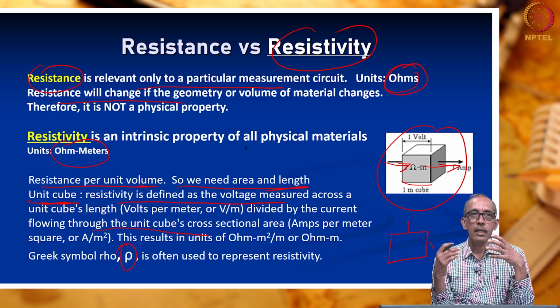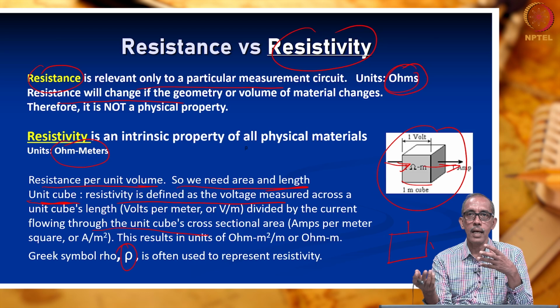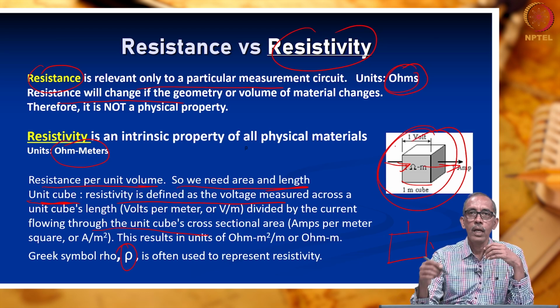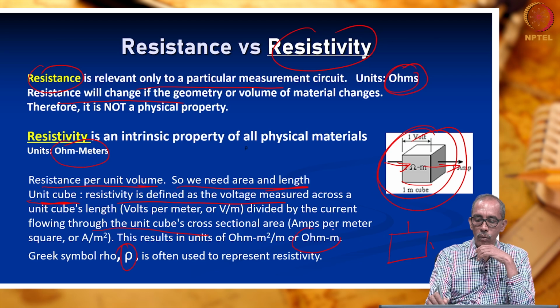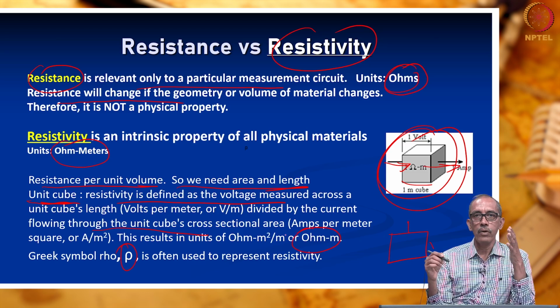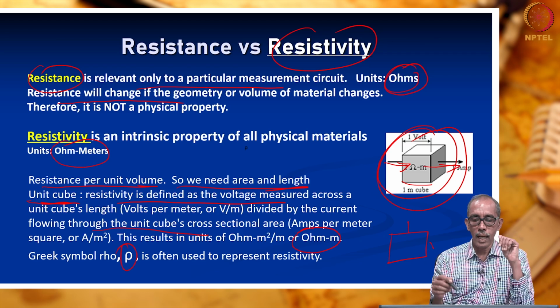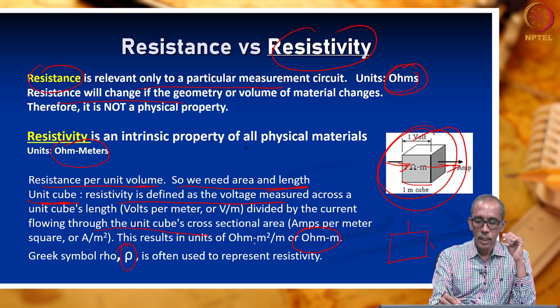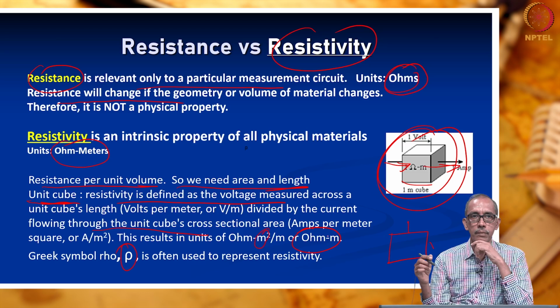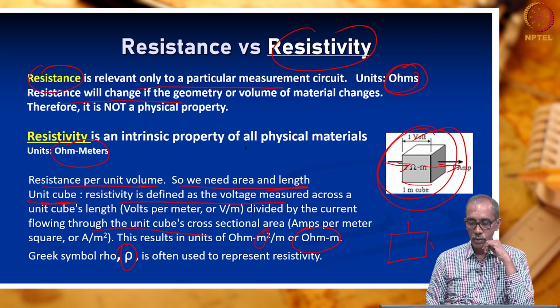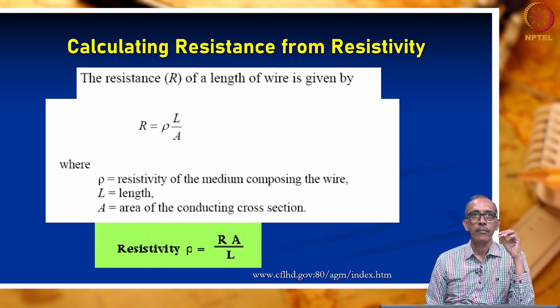Usually we determine resistance per unit volume. Unit volume is 1 by 1 by 1 meter as shown in this figure. So for resistivity, the unit is ohm meter. We have to take into consideration the area as well as the length. So area divided by length, it becomes ohm meter. Okay, so this is the difference between resistance and resistivity.